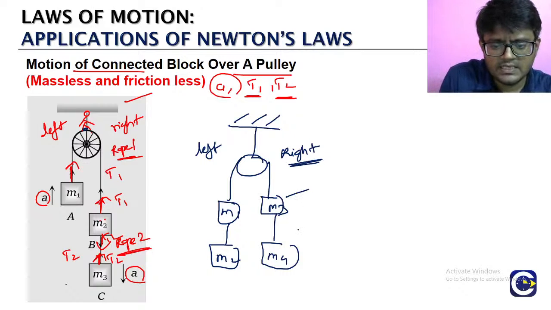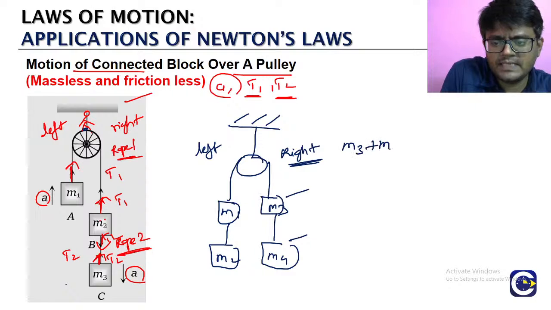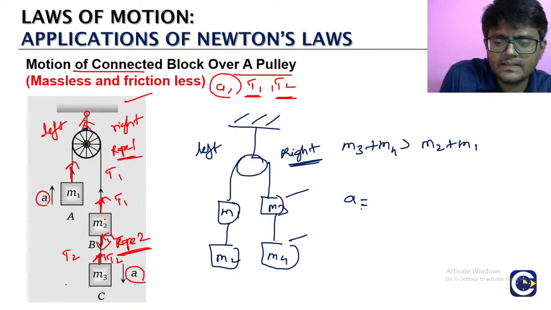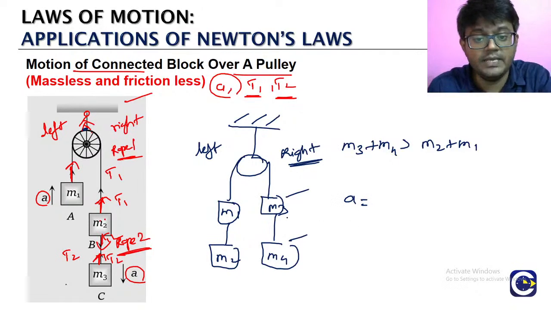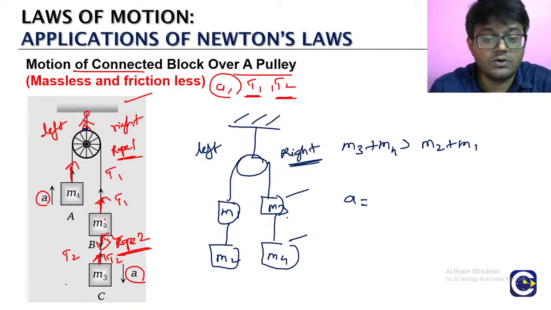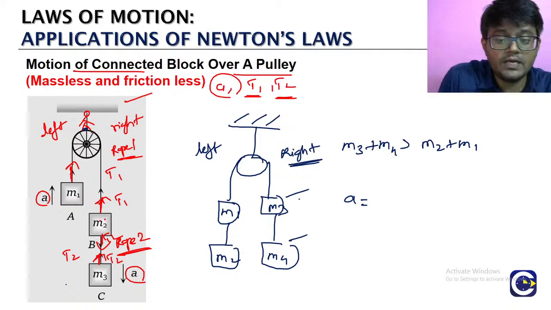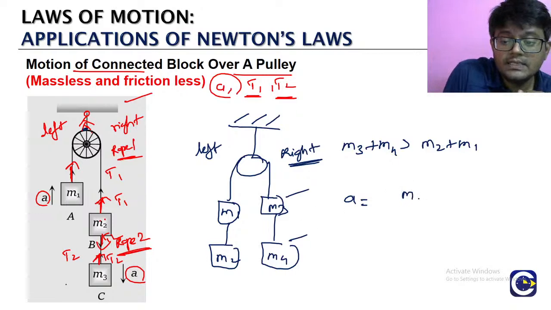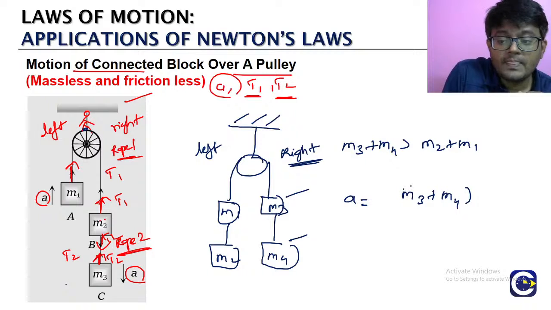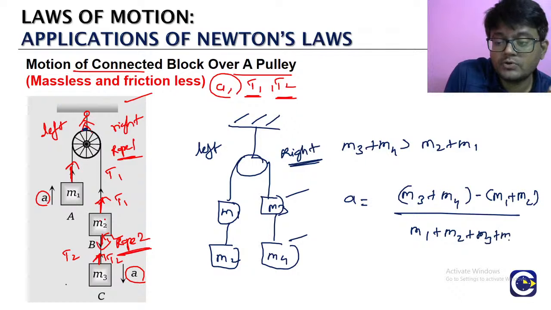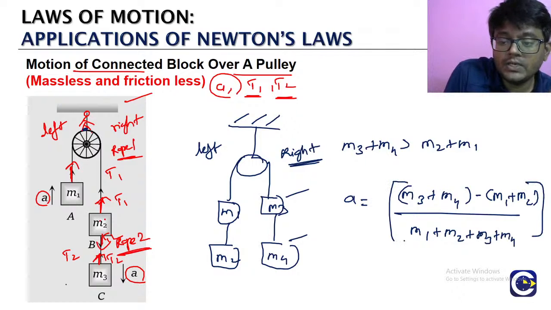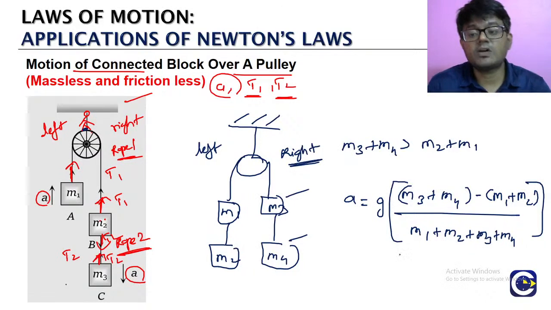Total mass, we will assume M3 plus M4 is higher than M2 plus M1. I'm not doing the entire calculation here, we can probably do it and check. But now I'll write down the common acceleration. The right side total mass, M3 plus M4, minus the left side, M1 plus M2, we have to subtract. Divided by the total mass, M1 plus M2 plus M3 plus M4, whole into g. That is what the common acceleration is going to be.